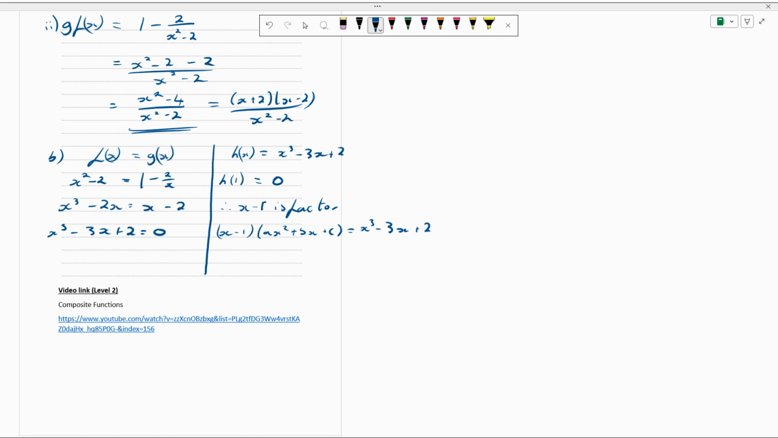Now I can compare coefficients. If I compare the coefficients of x cubed, a should be 1. That's nice and easy. If I compare the constants, minus 1 times what gives me a positive 2? So c must be minus 2.